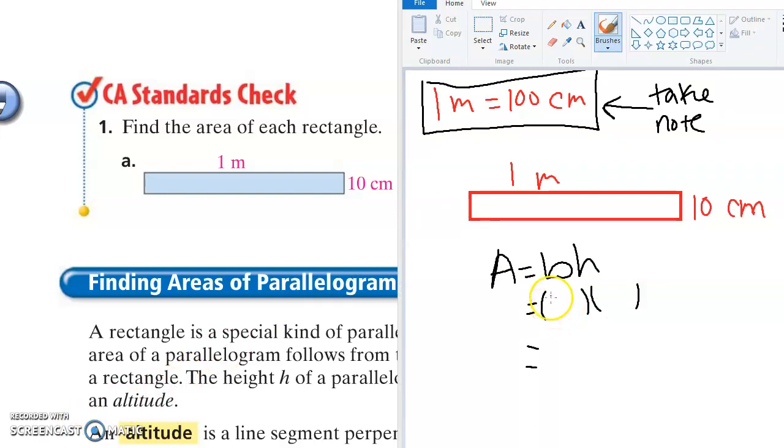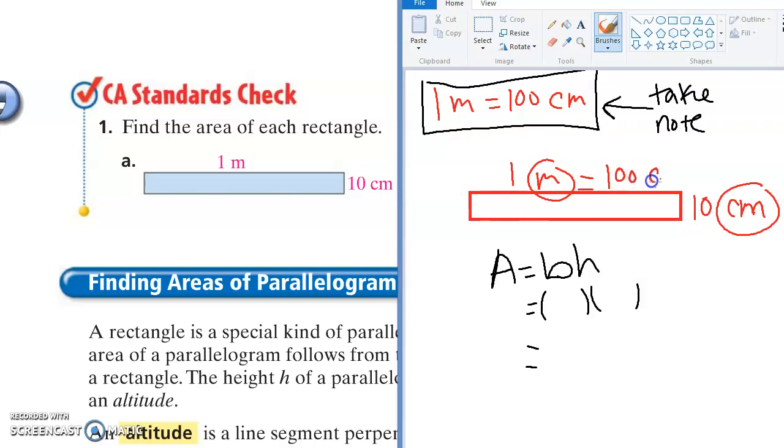All right, standards check number 1 gives us a question where we're trying to find the area of this rectangle. And it would be really easy just to multiply these two numbers, but I noticed that these are two different units. So I want to make sure that I convert them. Now, one important conversion factor you might need to remember is that 1 meter is the same thing as 100 centimeters. So I can say that this is the same thing as 100 centimeters. So if the length of the base is 100 and the height is 10, 100 times 10 is actually just going to be 1,000 square centimeters.